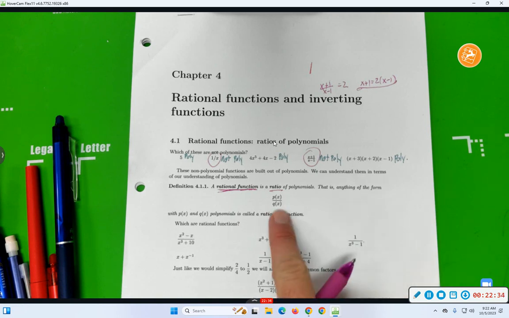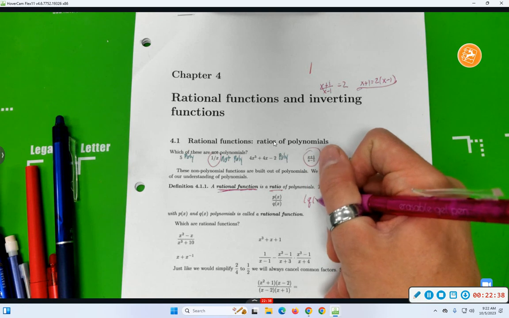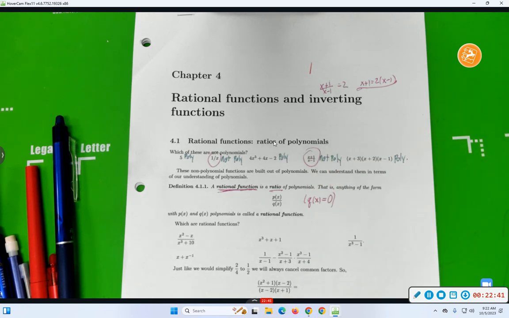That is, anything of the form p of x divided by q of x. I guess q of x had better not be the 0 polynomial, because right, you don't want to divide by 0. At least not everywhere. You're allowed to have functions in the denominator that are 0 somewhere. You just have some holes in the domain. It's called a rational function.